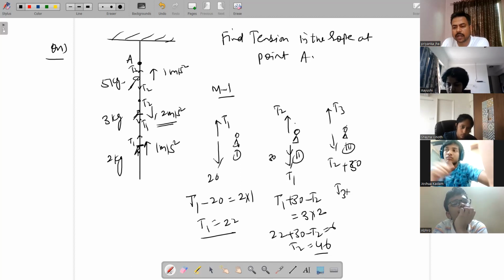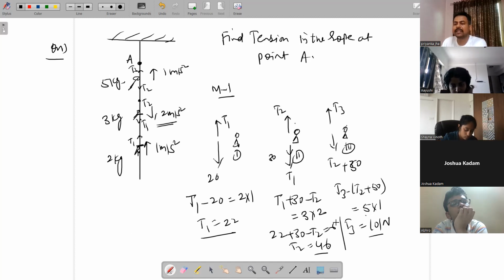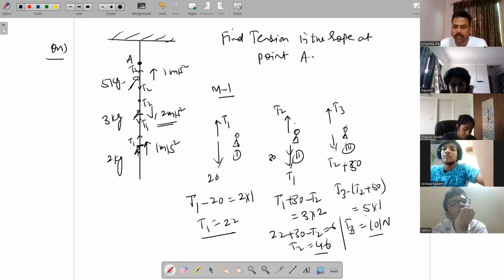Here, this monkey is going up, so net force will be in the upward direction. T3 minus T2 plus 50 equals mass into acceleration. T2 we have 46, put it here. So T3 will be 46 plus 50, 96, plus 5, 101 Newton. But this is a little long. First you note it down. So this we have done using the FBD of each and every object.